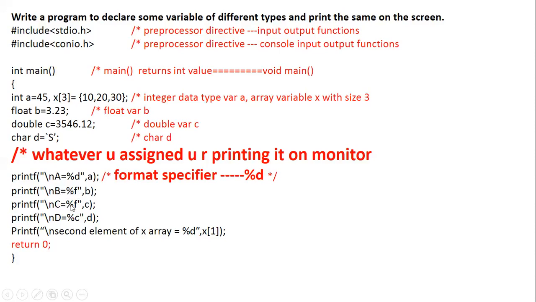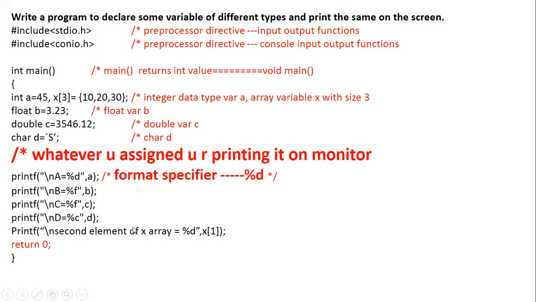The same thing you can have for double: c is equal to percentage f, which indicates the floating value. A double value means a floating double value. You can also write it as percentage lf. You are printing the value of c, and the semicolon is there at the end of the statement. Printf again, on the new line, d is equal to percentage c. This is the character data type you are printing, so comma d. Printf backslash n, on the new line.